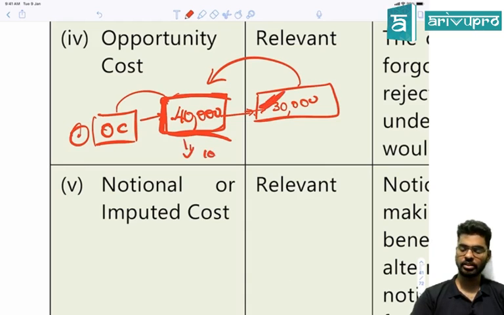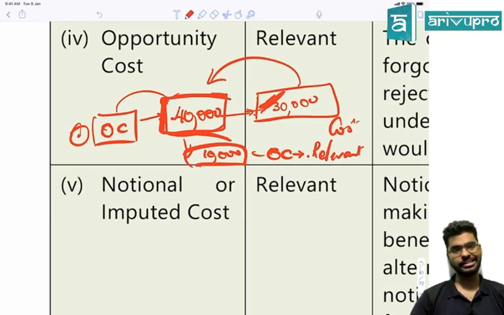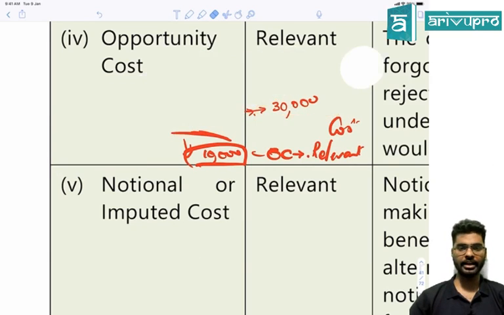So remember this, opportunity cost is always a relevant cost for decision making. Opportunity cost is a relevant cost for decision making. Are you clear?